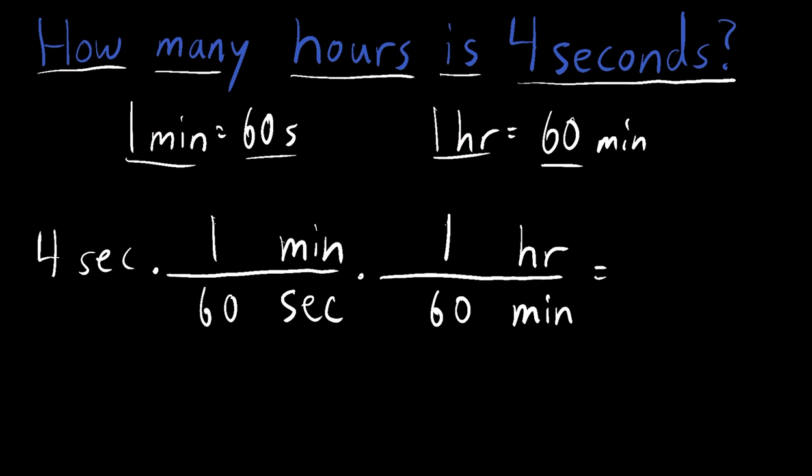Now this is sometimes where people get tripped up, but what you're going to want to do once you have it set up like this is multiply what's on the top. So 4 times 1 times 1. And then you're going to do divided by 60, which comes out to 0.067. And then you're going to do divided by 60 again. And your final answer comes out to 0.0011.